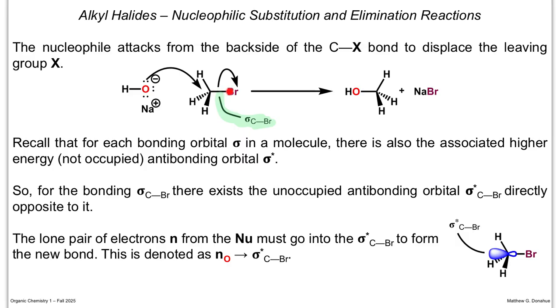The directionality of this bond: the electron density is in there, it's more towards bromine due to electronegativity. The anti-bonding orbital is 180 degrees, sort of the opposite direction. So we have sigma and sigma star to conserve the number of orbitals involved from the start.